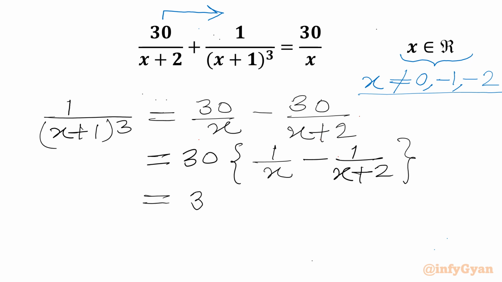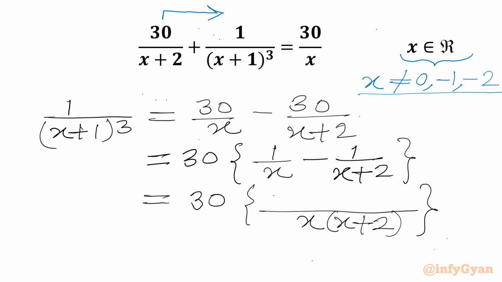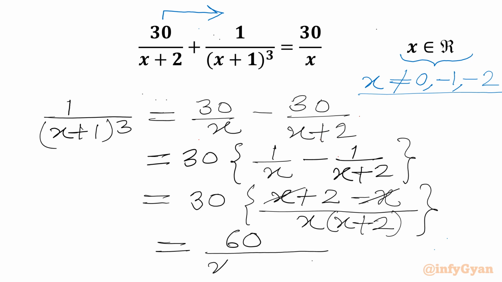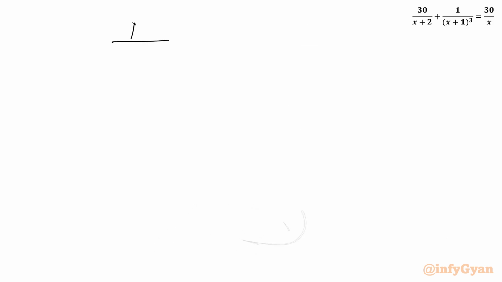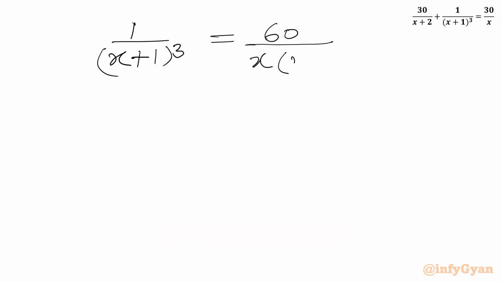Or we can write 30 and we can consider LCM. So x times (x plus 2) will be in the denominator and in numerator x plus 2 minus x. So plus x minus x will be over 30 times 2. We can write numerator as 60 and denominator is x times (x plus 2). Let me write here 1 over (x plus 1) whole cube equal to 60 over x times (x plus 2).